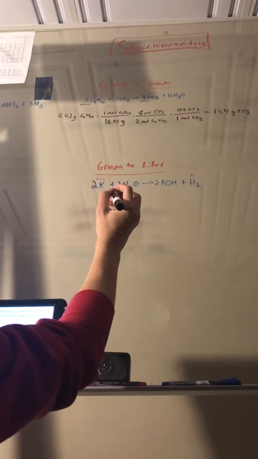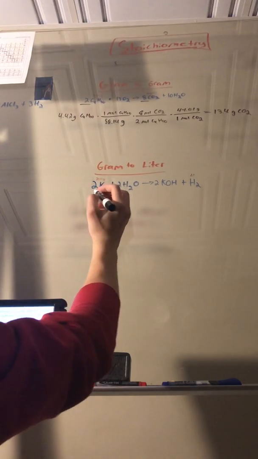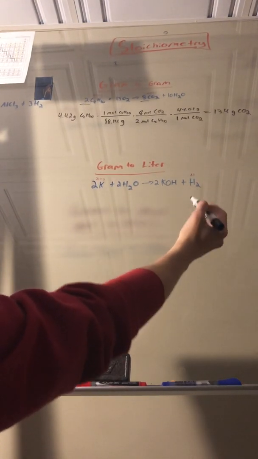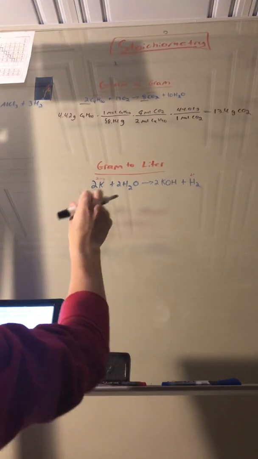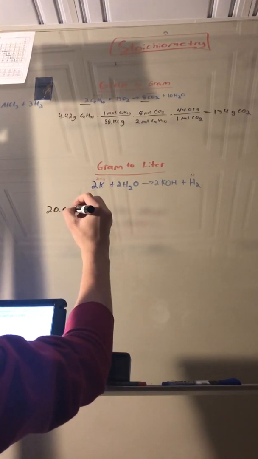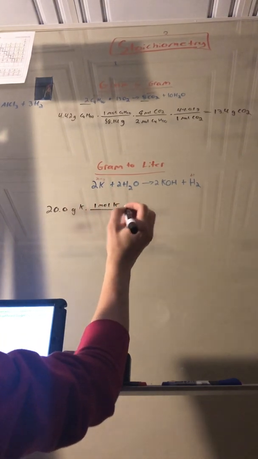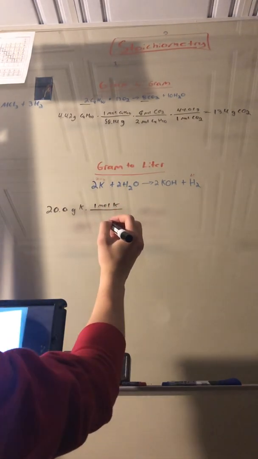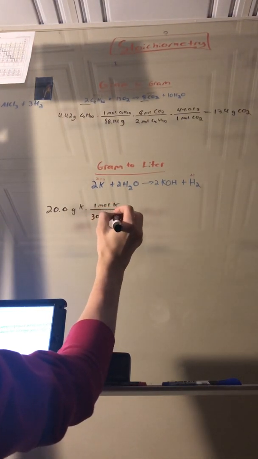So in this one, you're given 20 grams of potassium, and you want to find how many liters of hydrogen that would produce. Remember, hydrogen's in its diatomic state, so it's going to be H2. So you're given 20.0 grams potassium. Convert that into moles. So 1 mole is going to be 39.10 grams.